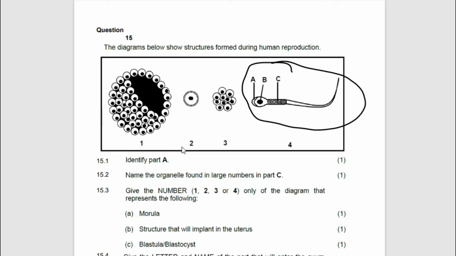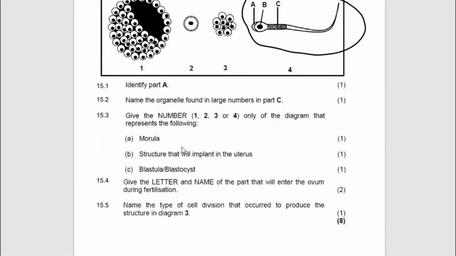Acrosome, we have seen it. Nucleus, we have seen it. Mitochondria or middle piece, we have seen it, based on the question which is being asked, most especially if the line is not clear. Identify A. We have seen it: acrosome. Name the organelle found in large numbers in part C. We have seen it, it is mitochondria. Then they are saying give the numbers 1, 2, 3, 4 only on the diagram representing morula.